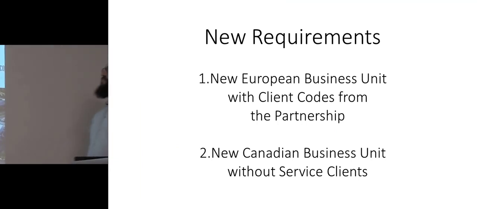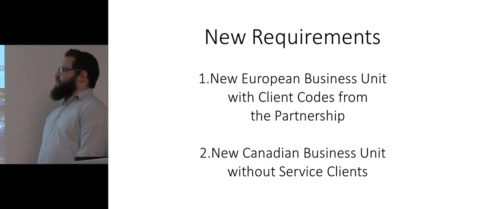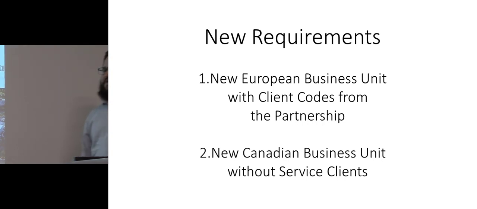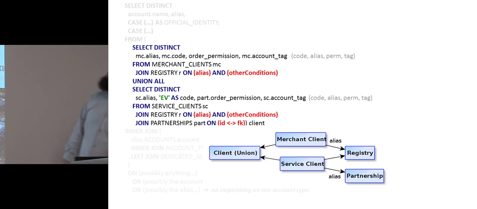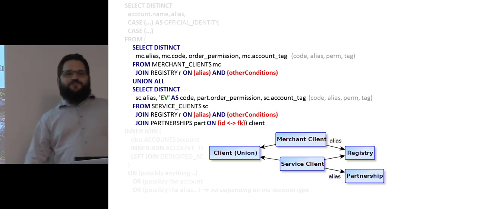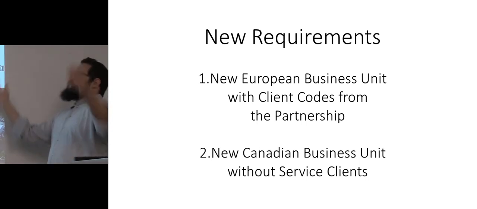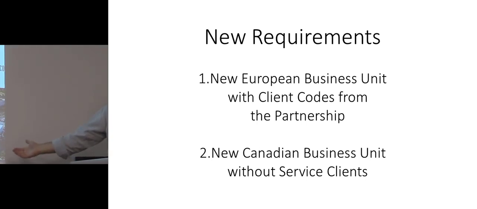And suddenly we need to have other business units and other markets that have slightly different requirements. So for example, say we have a European business unit, where those client codes, notice that back here, service clients, the code for every single service client is EV. EV as code, because all service providers are evil, the entire service industry is evil, but not the European one. Say the European service industry cannot be evil? So we're joining up from another table that needs to get that.